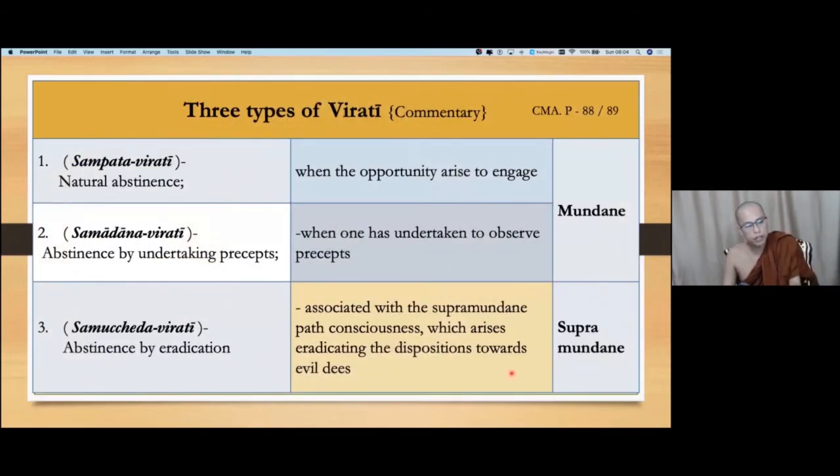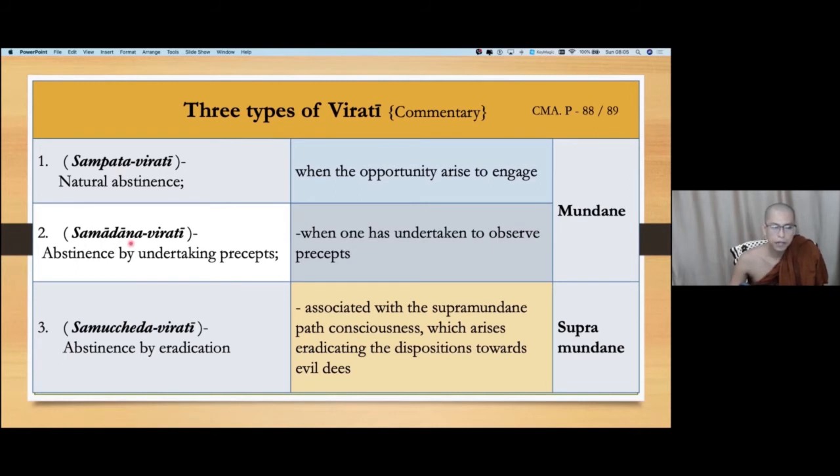Then here, the commentary mentioned three types of virati. The first one is sampatta virati, then samadhana virati, and samuchida virati. Sampatta virati is natural abstinence, but natural abstinence on occasion. So when the occasion comes, he abstains. That is called natural abstinence. Not because of taking a precept, he just abstains, refrains from wrongdoing. That is called sampatta virati. When the opportunity arises to engage, he tries to refrain from wrongdoing. That is called sampatta virati. The t should be double, so sampatta virati.